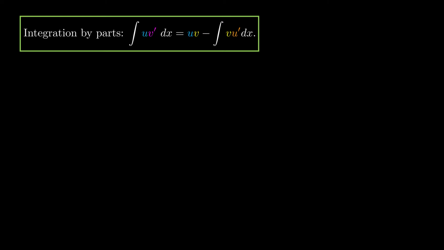It matters which one we choose to be u and which one we choose to be v dash, because something different happens to them. Look at the u. What happens to the u on the right-hand side is that it gets differentiated. So u appears, but also u dash appears. So whatever you choose to be your u term is going to get differentiated. If this is a little bit weird to you right now, bear with me, because when we see an example I hope it'll all make sense.